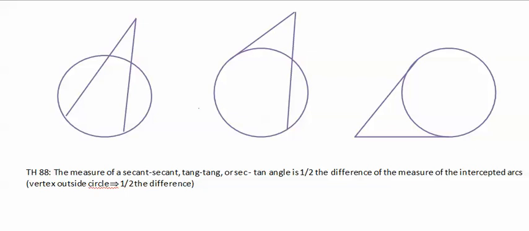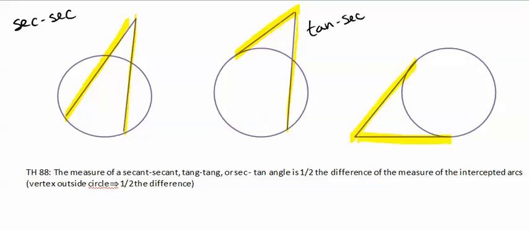Now, this should make sense because if we look at this line and this line, they are both secants. So this is a secant-secant angle. And again, this one's composed of a tangent and a secant. So this is tangent-secant. And then this last one is tangent-tangent.